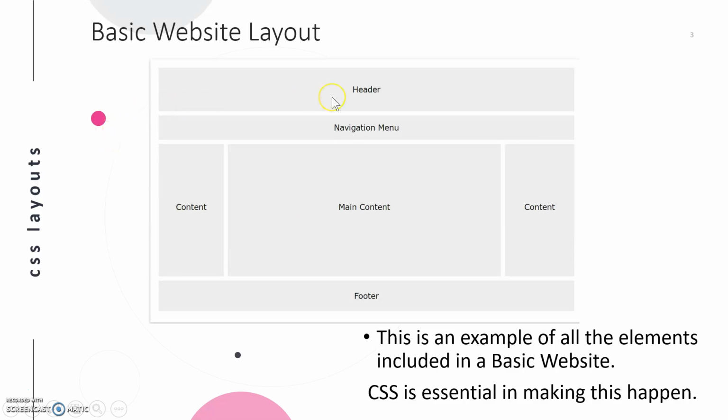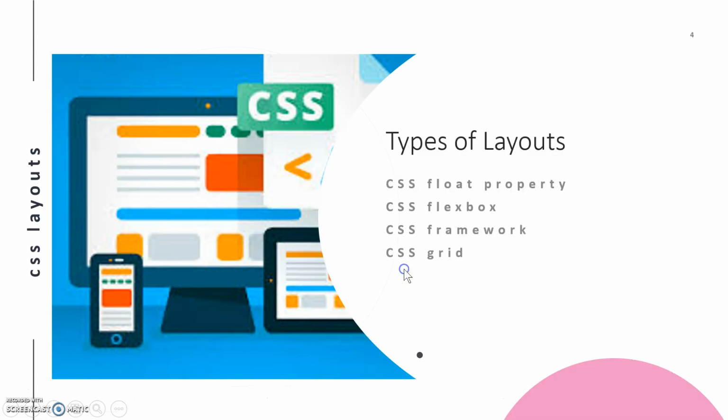So here's an example of a basic website. You have a header, your navigation, your main content, your footer, and that's pretty much what's in a basic website. That's pretty much the format for every website. And CSS can make that happen for you because you don't want it all to be in one big boring line. You want things to be where you want them.